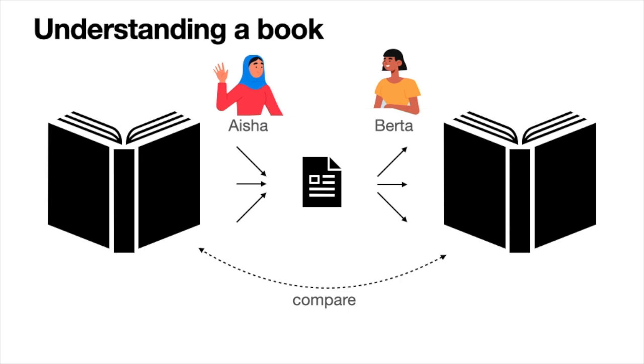The main idea here is that by forcing Aisha and Berta to crunch down the book into a few pages, we force them to really understand it well. That is what autoencoders do. We force them to dramatically simplify the data and then to build it back up, thus forcing them to extract as many useful features of it as possible.